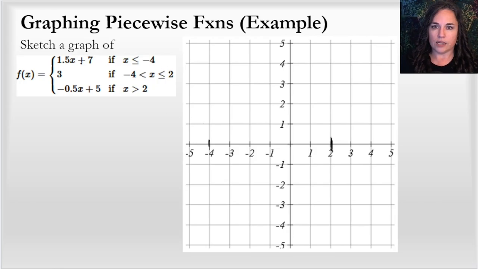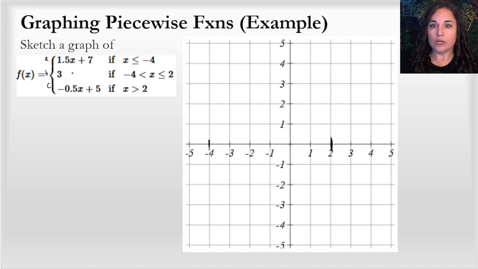It says sketch the graph of this. So I'm going to go from left to right, part A, part B, and part C here. Part A, I'll do in blue, 1.5x plus 7. Well, it'd be really nice if I could graph like I did on the previous one, where I have an x-intercept and then I can just do my line. But that's not what we have here, unfortunately. We can't do that.